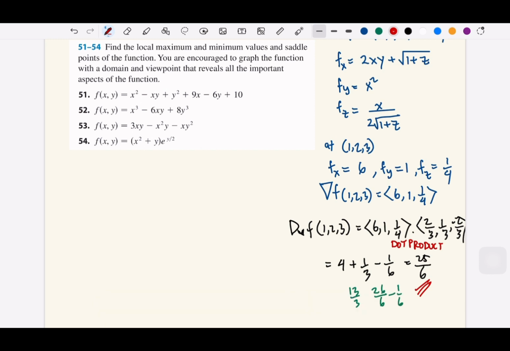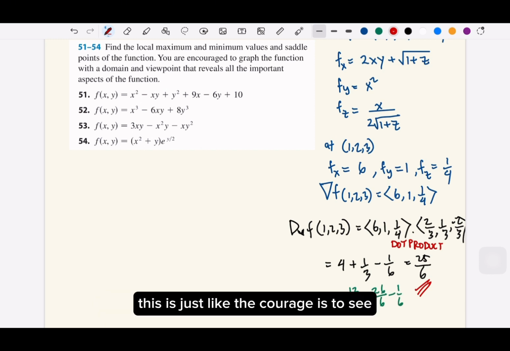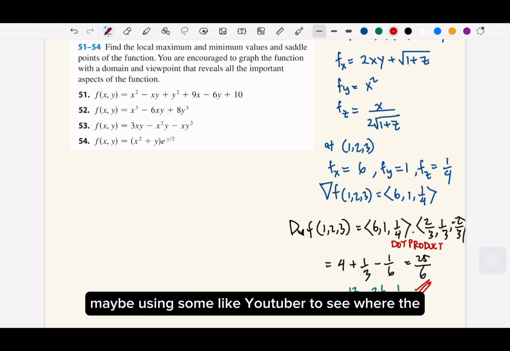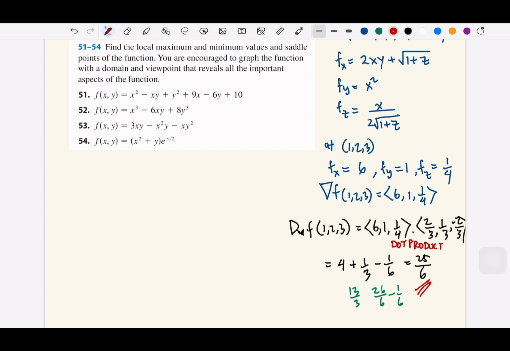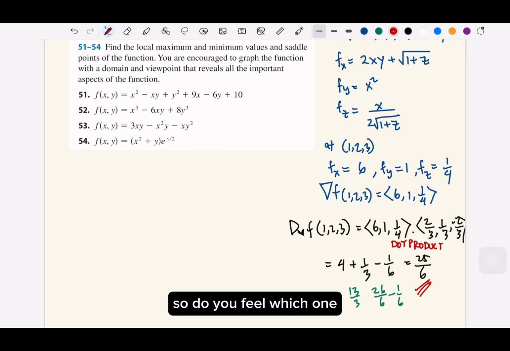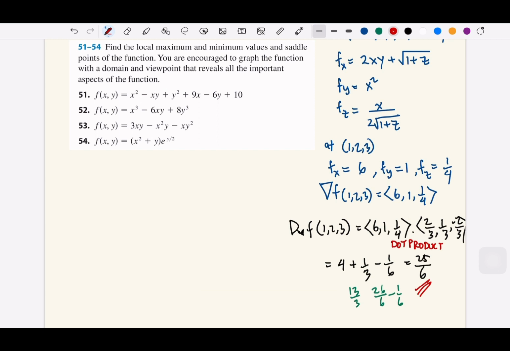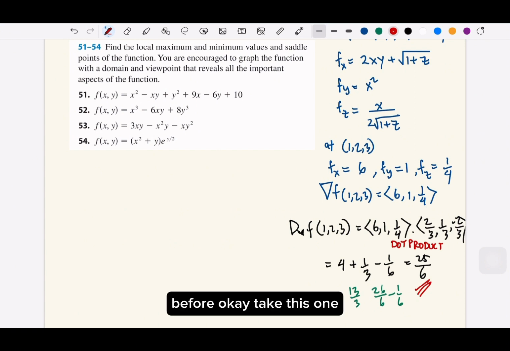No. This is just encouraged to see the real graph, maybe using GeoGebra to see whether our answer is correct. This is just for practice. So which one do you feel? 3, 2, 1, 4? Maybe 4. 4, okay. Take this one.